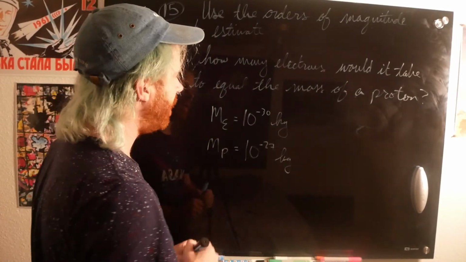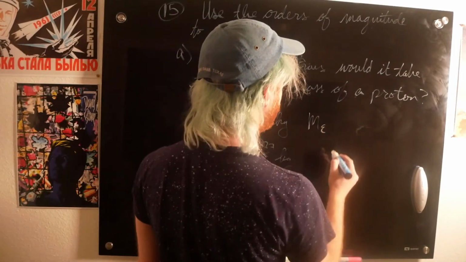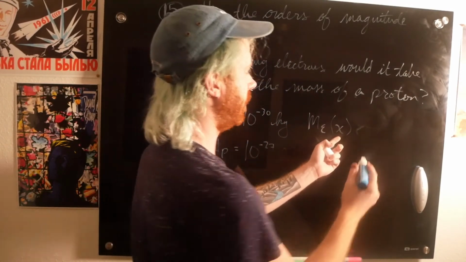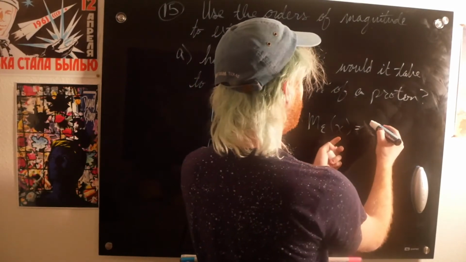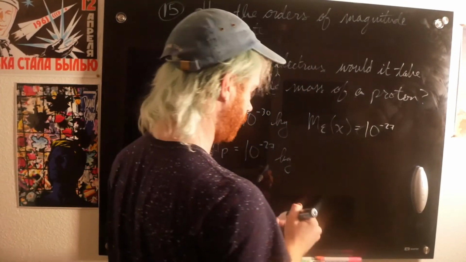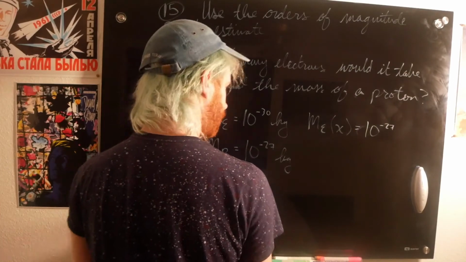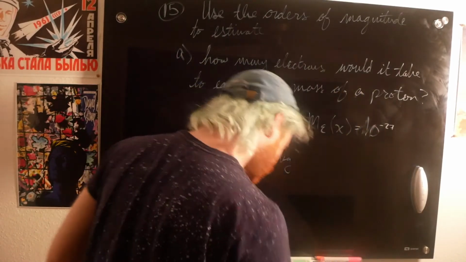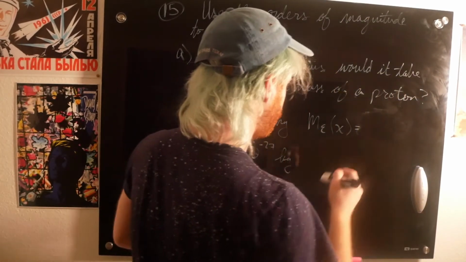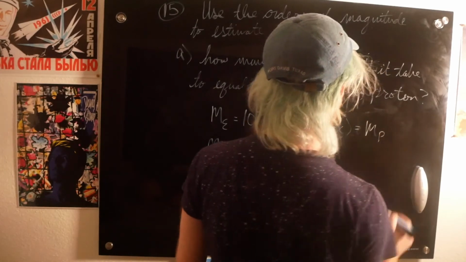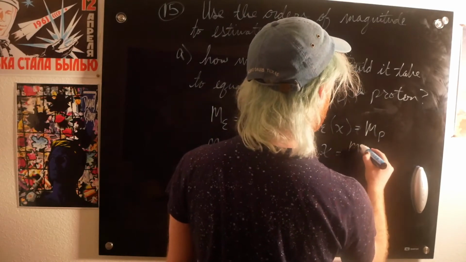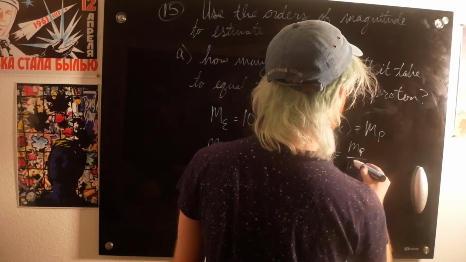So if we have the mass of an electron, and we're trying to figure out how many of those it will take in order to equal the mass of a proton, which is 10 to the negative 27. Oops, sorry, I'm going to actually do this symbolically first. Mass of proton. So now to solve for x, we can just divide both sides by the mass of an electron. Mass of proton over mass of electron.